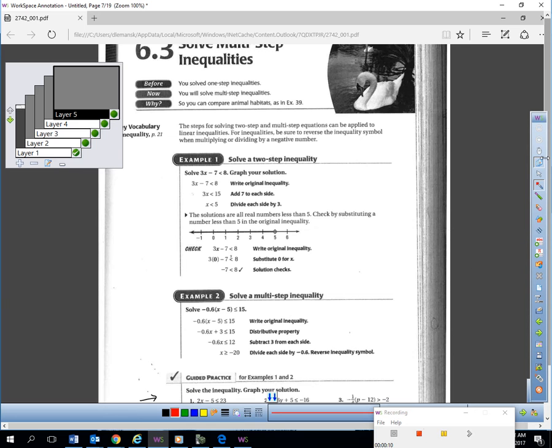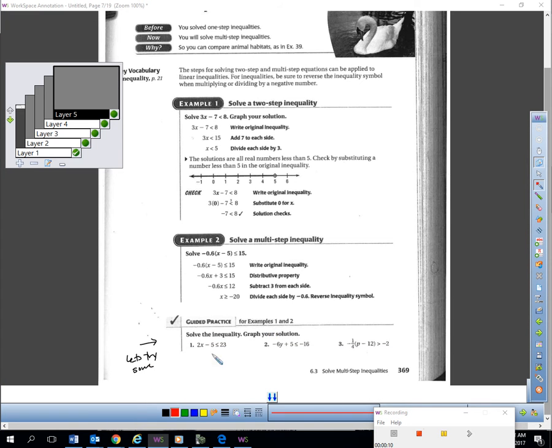So let's do a few examples. If you go to the bottom here, let's try a few of these. Solve the inequality, graph your solution. So this would be a perfect example of a two-step problem. Let me draw up my onion. X is the center, then the times 2, the minus 5 is the outside layer.